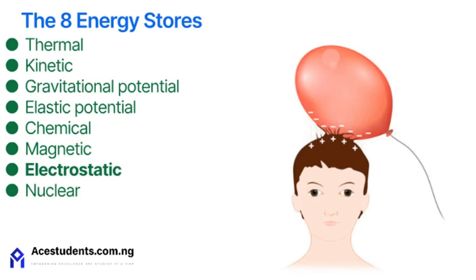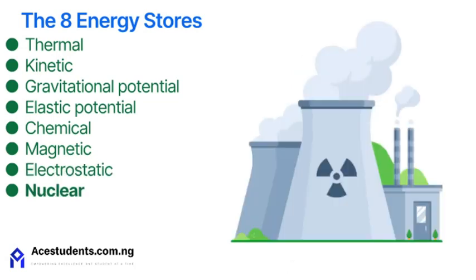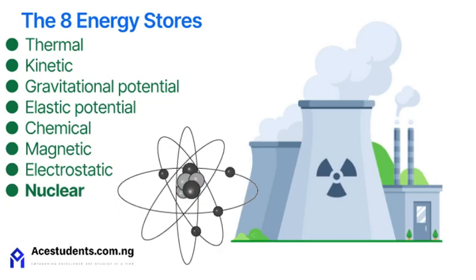Electrostatic energy is stored in objects that are electrically charged. It is strongest when opposite charges are far apart or like charges are close together. Lastly, nuclear energy. Nuclear energy is stored in the nucleus of atoms. It is released through nuclear fission or fusion.